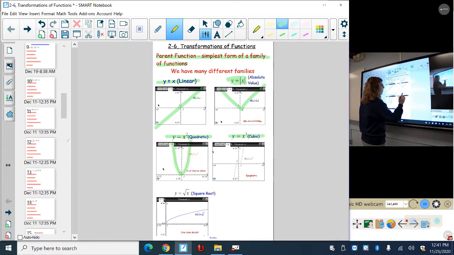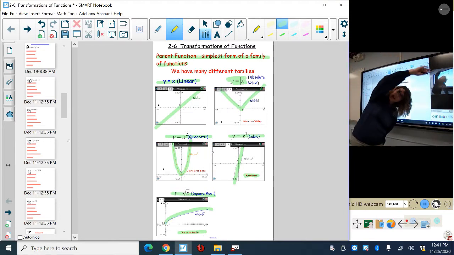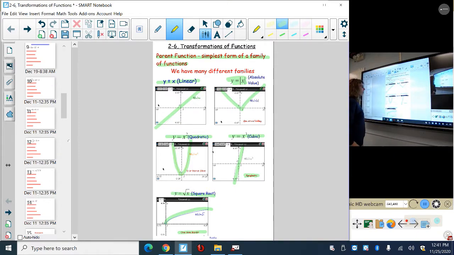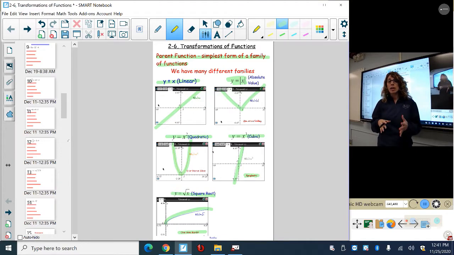We have a cubic function, which looks like my spaghetti function. It kind of looks like a piece of cooked spaghetti you throw on the wall. And then we have the square root function, and this is what I call the one-armed bandit. It is the parabola turned on its side, and drop one of the lovely little arms. So that's what that is. Okay, so those are the 5 functions that I need you to memorize and understand what they look like.